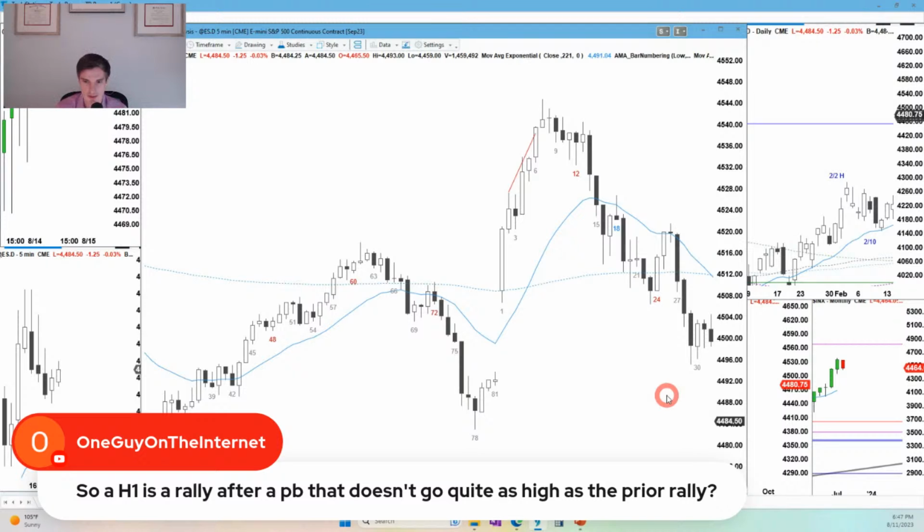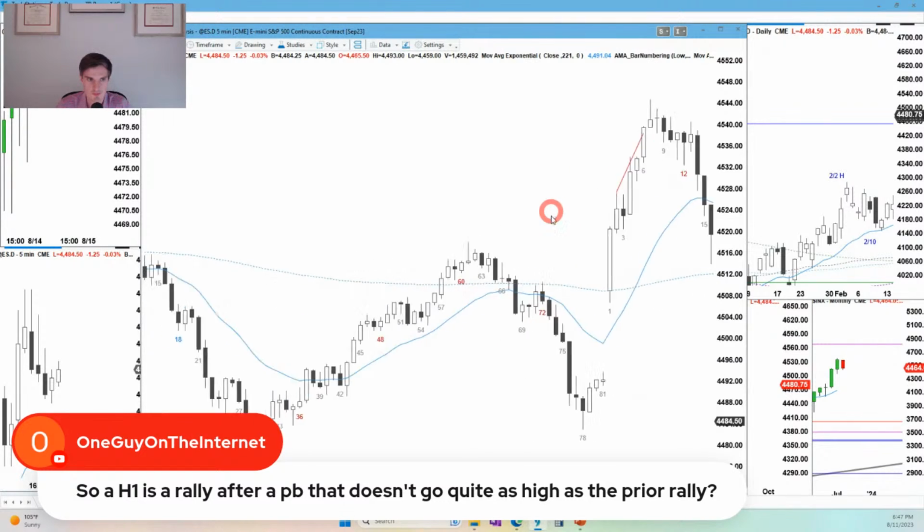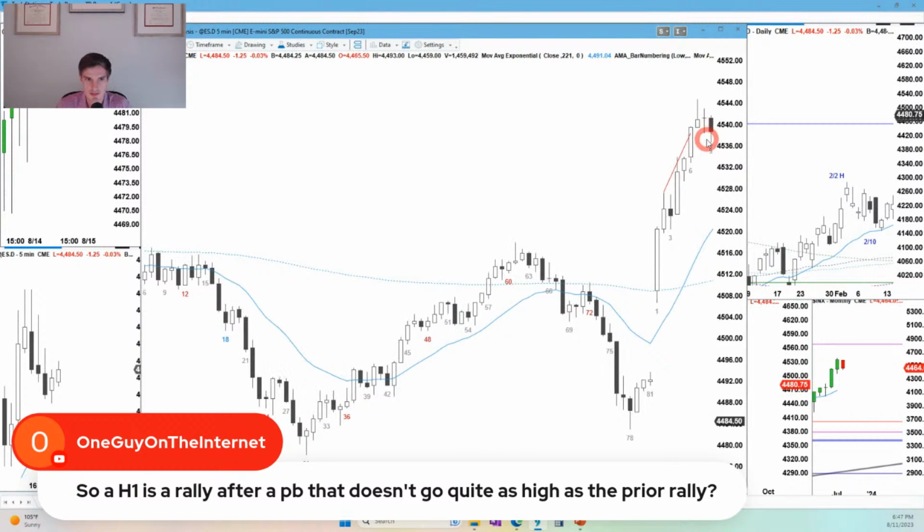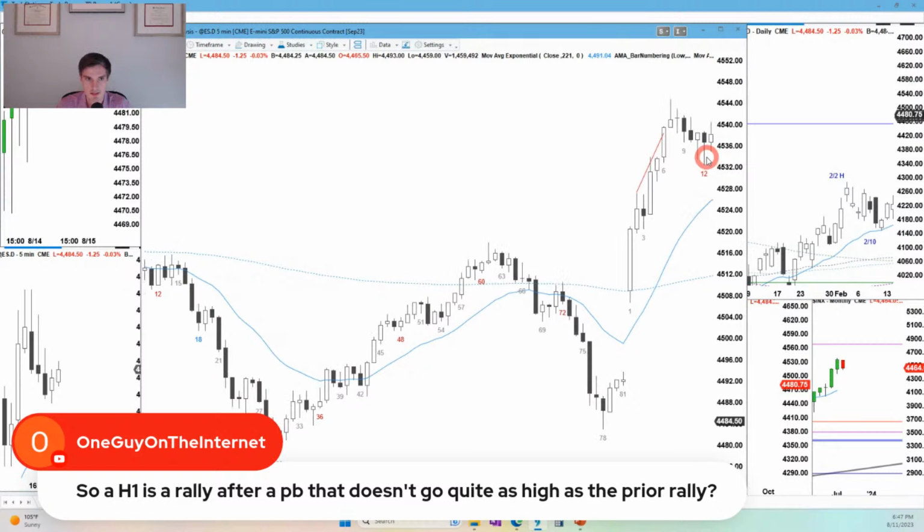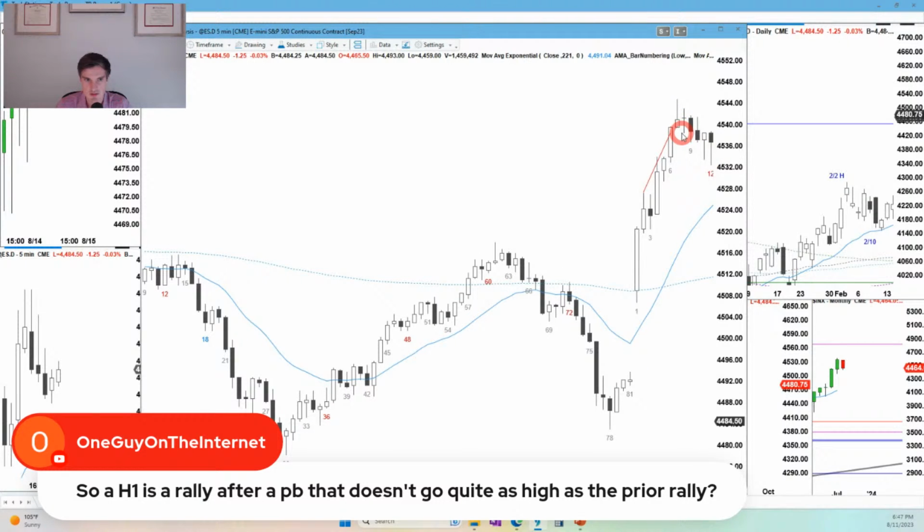So a high one is a rally after a pullback that doesn't go quite as high as the prior rally. Yeah, that's one way to look at it. So this, you can argue, is a wedge. We paused. Let's just do it like this. We rallied and we sold off on the bar. So you can argue that 8 is a high one. And then we got 9, which is a bear bar. And then 10 rallied. And then we sold off again on 11. And then it rallied. That's a wedge. 1, 2, 3. It pushes down.